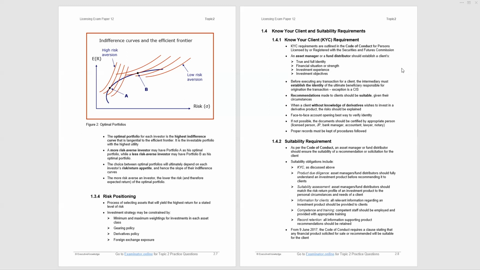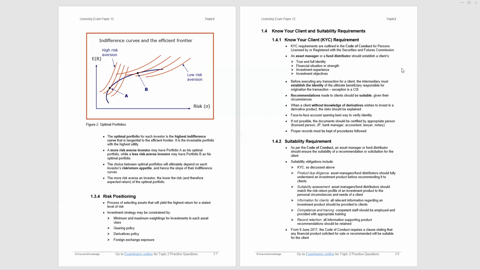When opening an account with a new client, it's preferred to be face-to-face as a way to verify the identity. If that face-to-face meeting is not possible, the document should be certified by appropriate persons, and they give us the examples of a licensed person, justice of the peace, bank manager, accountant, lawyer, notary.